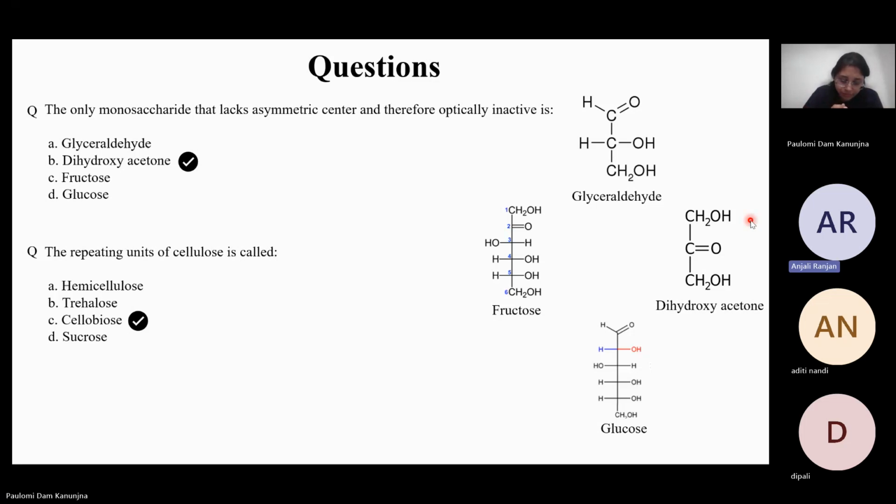Yes, ma'am. In case we say whether it is alpha or beta, we are not breaking the bond. It will come under conformation. You tell me, what do you think? For me, the bond is not breaking there, so it should come under conformation.